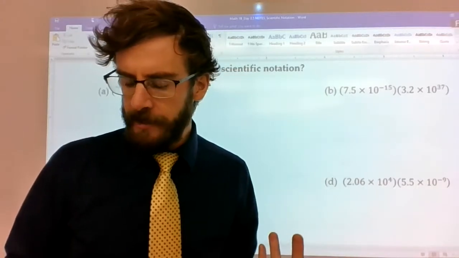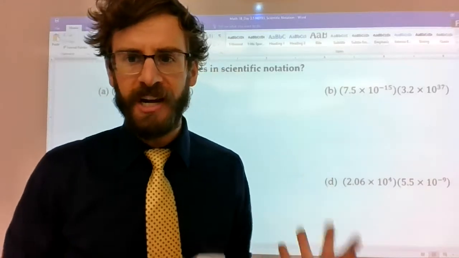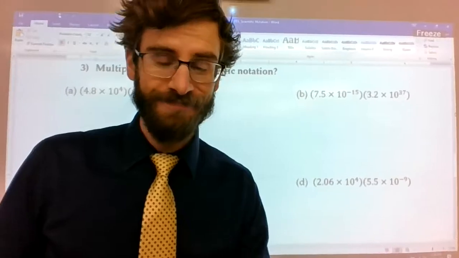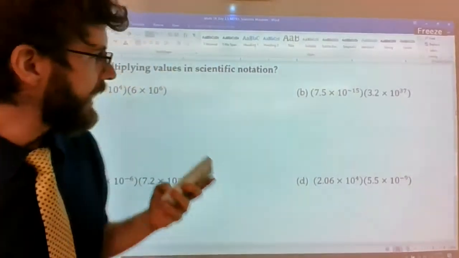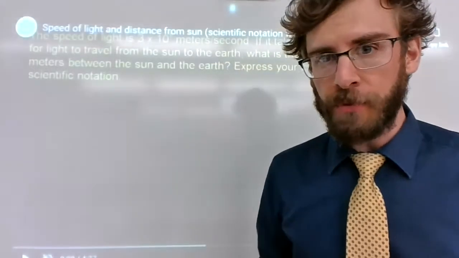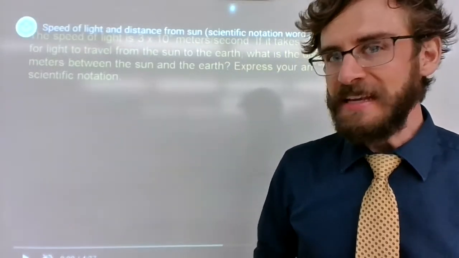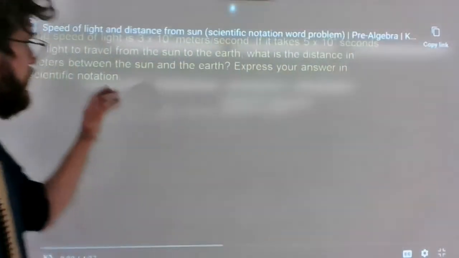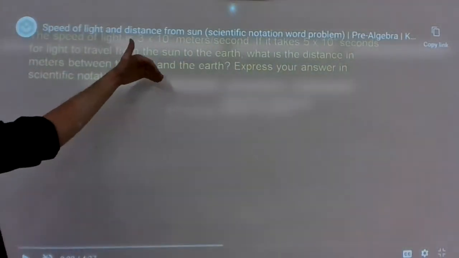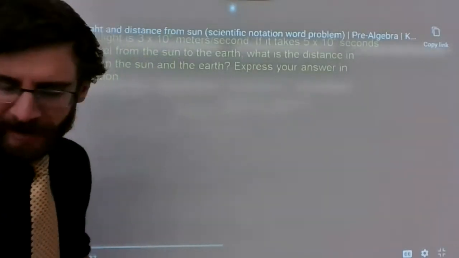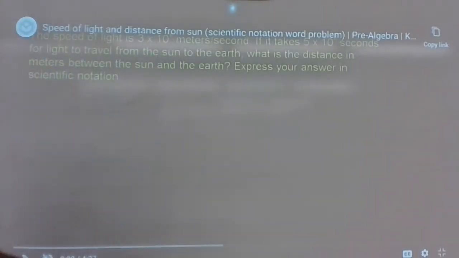Before we jump into the examples, I just wanted to show you how this has any bearing on real life scenarios. I went to Khan Academy and searched, are there any word problems where you use scientific notation? And there are tons in physics. So if you see this one right here, it says the speed of light is 3 times 10 to the 8th power meters per second.